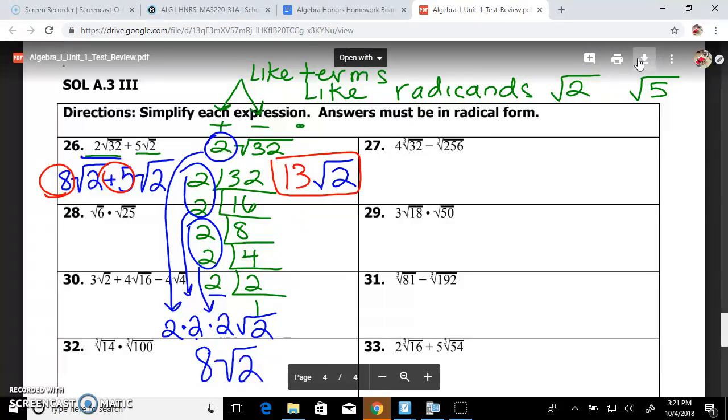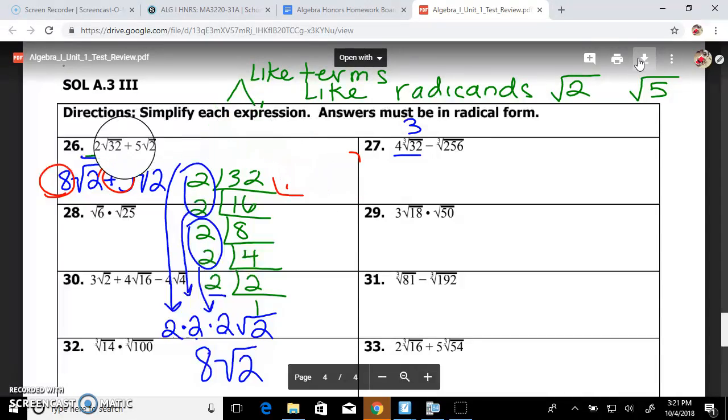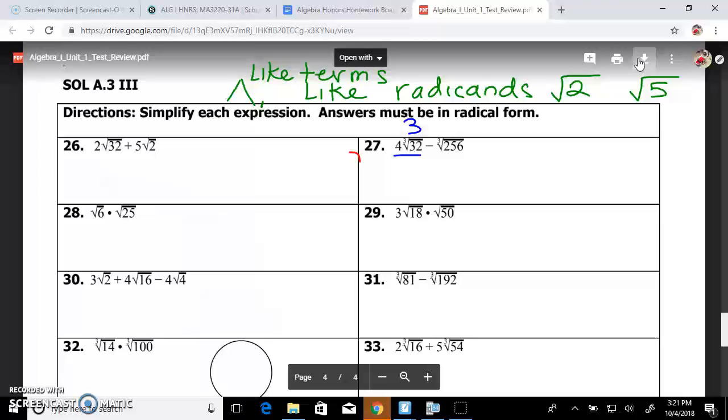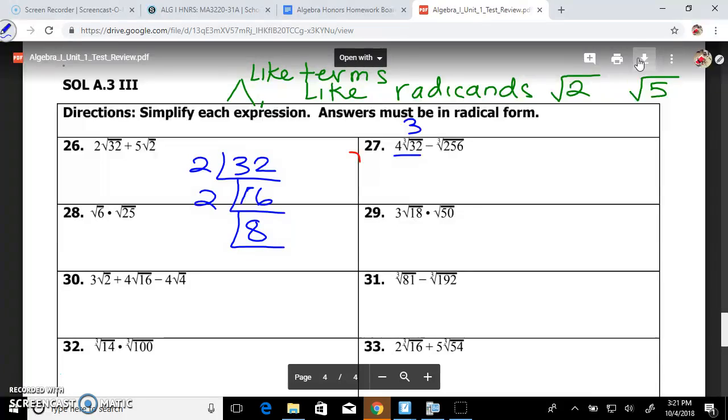Okay, let's move on to 27. This is a cube root problem, so we're looking for groups of 3. 4 root 32. Let's see if we can break this down a little bit. When I do upside down division of 32, well, we just did that, right? 32, 2, 16, 2, 8. I probably shouldn't have erased this, so you could just look at it again.